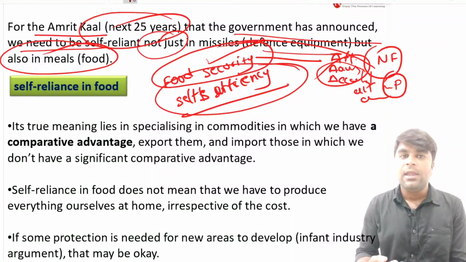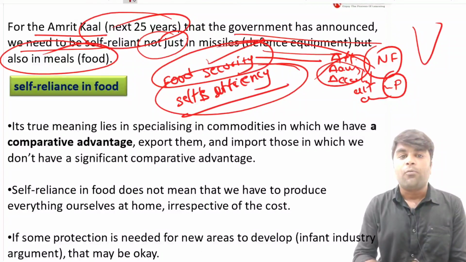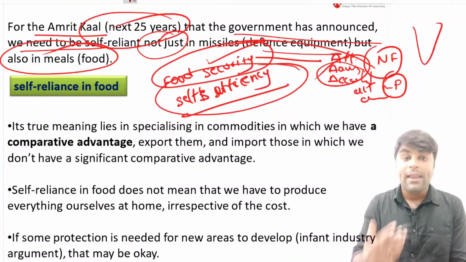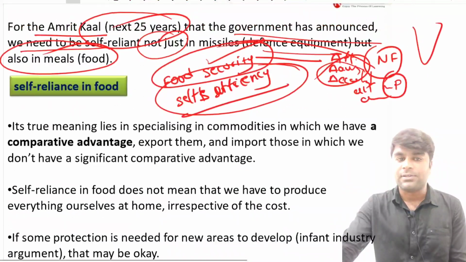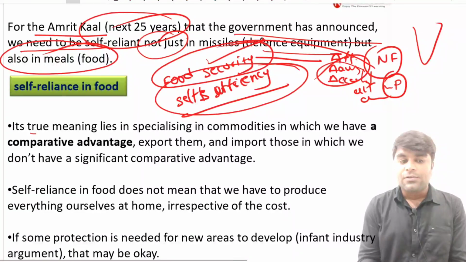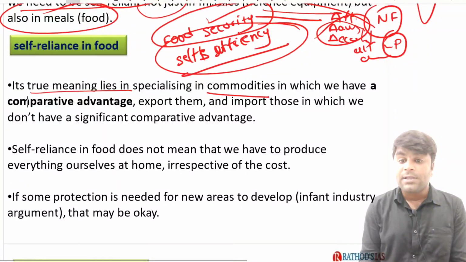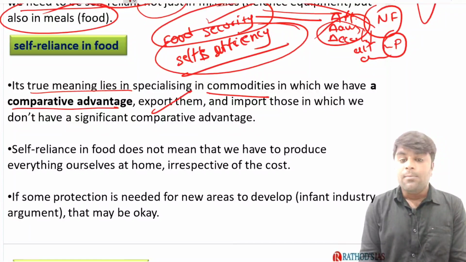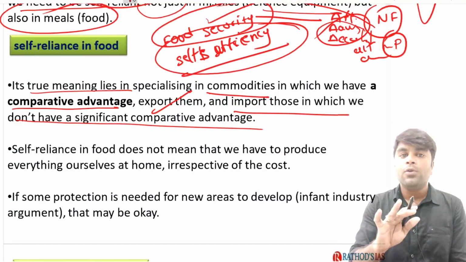Food self-sufficiency means we produce the food grains within the country. Now, these food grains should be enough to feed the people of the country. We usually call it food self-sufficiency. But its true meaning lies in specializing in commodities in which we have a comparative advantage, exporting them, and importing those in which we don't have a significant comparative advantage. Economics always going to provide you the solutions.